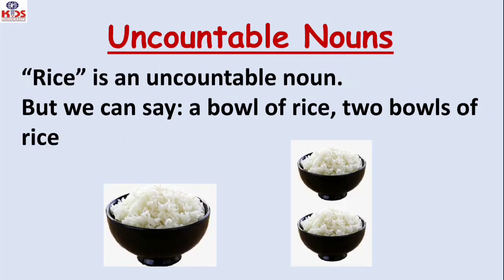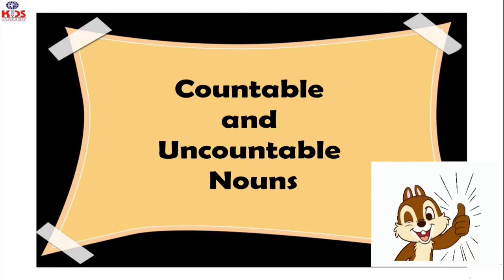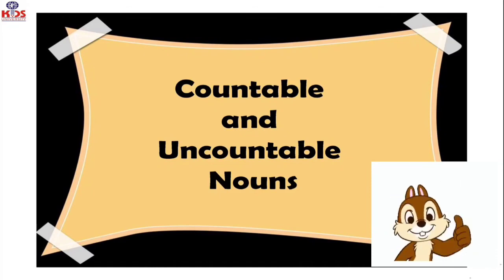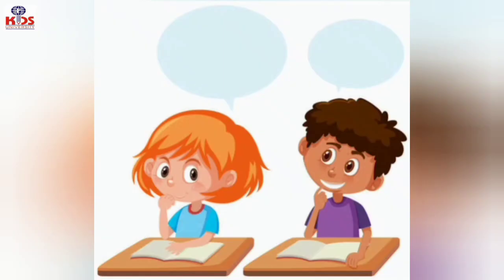In the same way, rice is an uncountable noun. We cannot count rice. So we always keep it the same or we can add a container or a quantity to it. Like I can say that I have a bowl of rice or I have 2 bowls of rice or I have 3 bowls of rice. You can always say like that. There are many countable and uncountable nouns in English. Can you think of more of them?